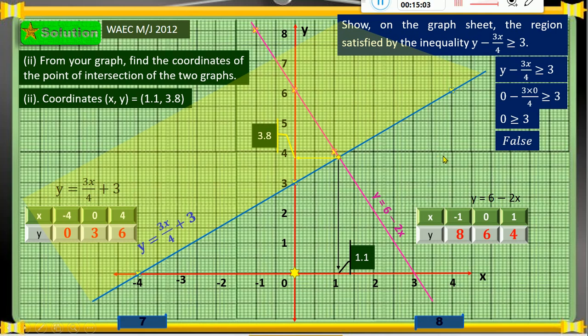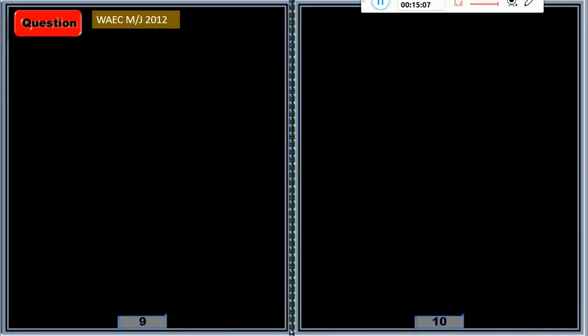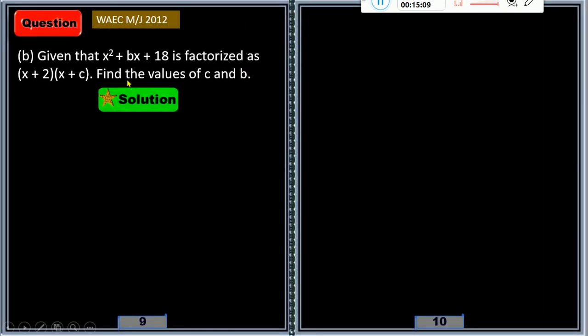We are going to go to the board to answer question number 6b. 6b. Given that x squared plus bx plus 18 is factorized as x plus 2 into x plus c, find the values of c and b. Let's solve these questions together.